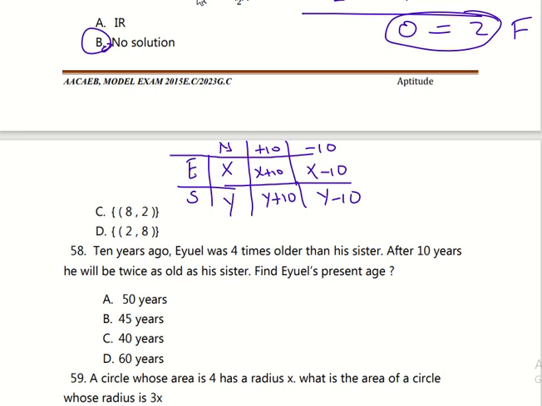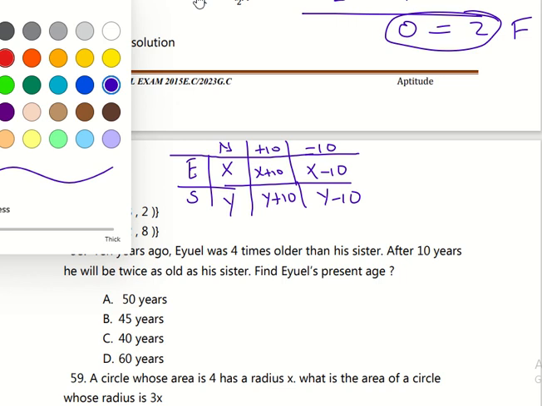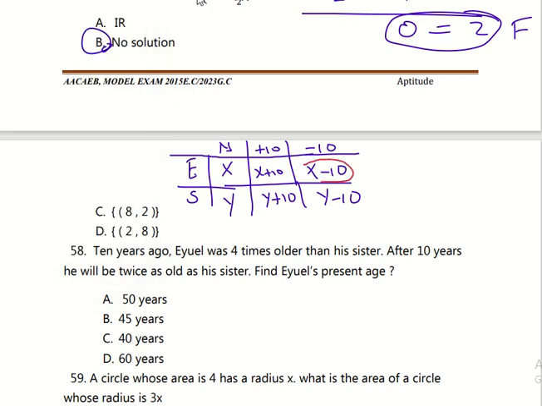Now let us try to connect what's given. The given says 10 years ago Yoel was 4 times older than his sister. 10 years ago means we have to focus here. This time Yoel's age, that is x minus 10, is equal to 4 times y minus 10, which is 4y minus 40. So by collecting, x minus 4y is equal to negative 30. Keep it.